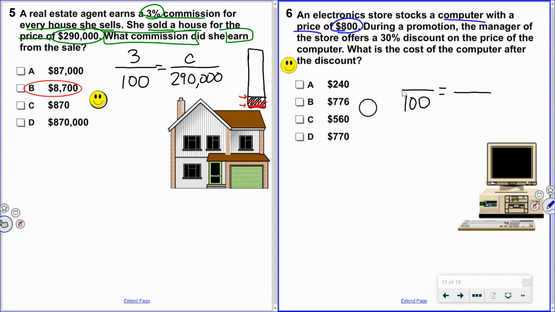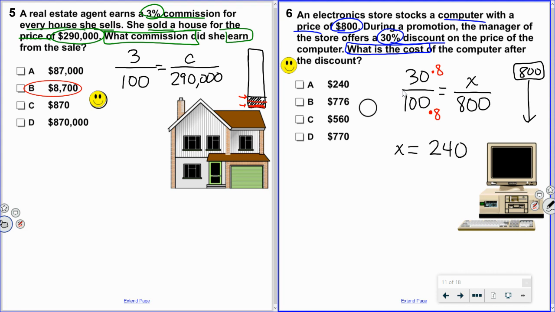Computer, price $800, 30% discount. There's a key mathematics word. What is the cost? I'm going to put the 30% right away in. And we know that the computer was $800 and it's going down. So 800 is the original. Let's find this number out. Now, perhaps you can see right away that there is a very nice scale factor. So we don't really need cross products, but some of you like cross products. You do it every time. That's fine.